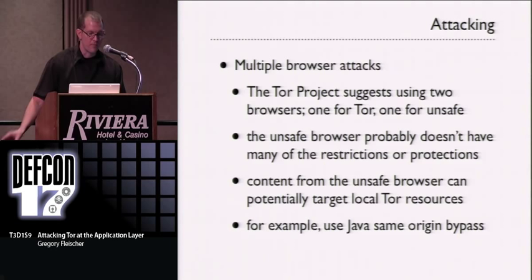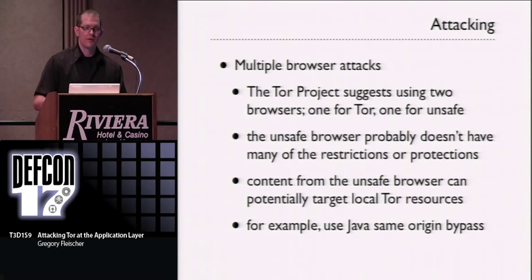So let's talk a little bit about multiple browser attacks. One of the items on the Tor project website suggests using two browsers, one for Tor and one for other unsafe browsing. It's important to remember that the unsafe browser doesn't have many of the restrictions or protections that your existing Tor button in Firefox is going to provide you. So you could be browsing content out there on the web, and this content could be trying to actively detect or attack your Tor button or your installed Tor client directly through port 9050 or 9051, and you would have no protections. So that's something to be concerned about if you're using two different browser instances, because by default, Firefox isn't going to block attempts to access port 9050 or 9051.